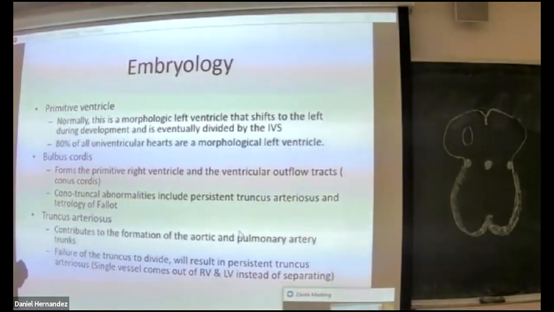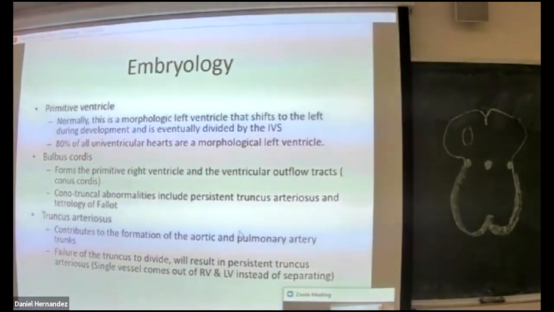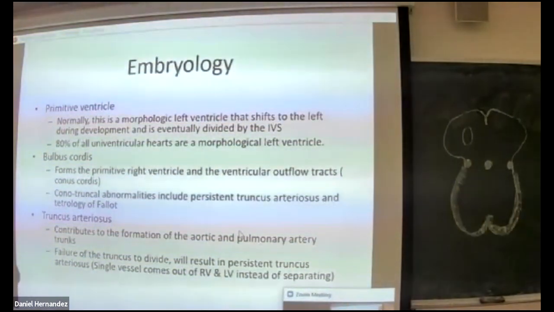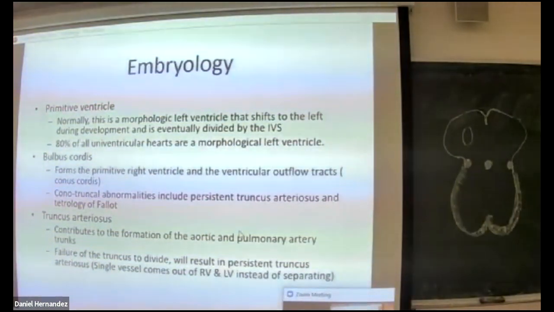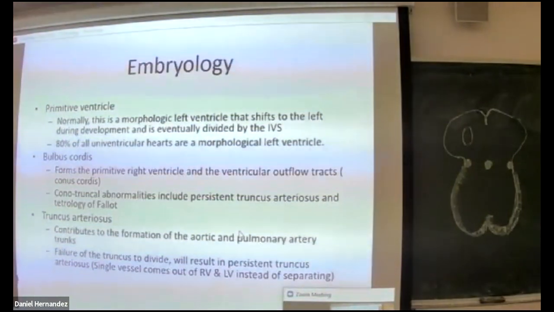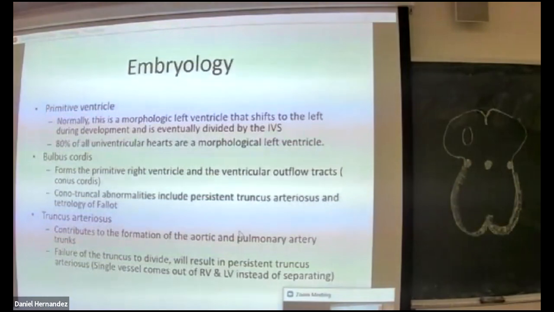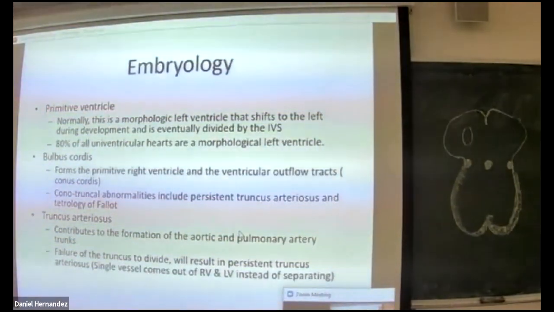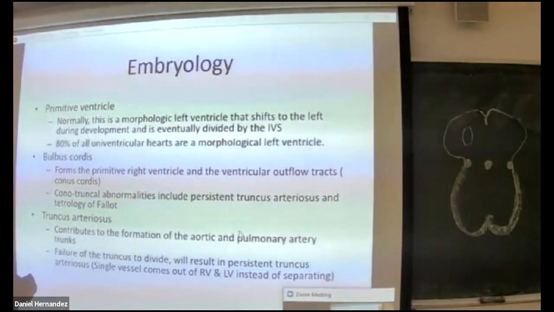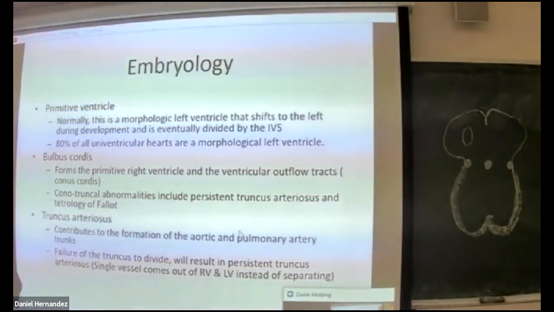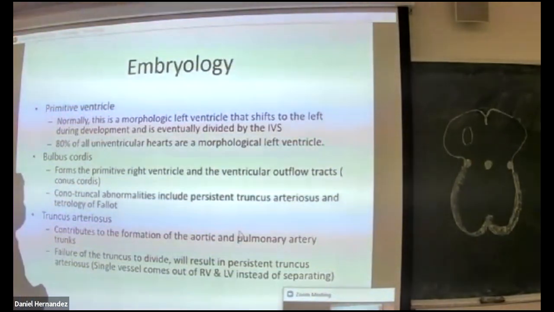The truncus arteriosus contributes to the formation of the aortic and pulmonary artery trunks, and failure of the truncus to divide will result in persistent truncus arteriosus, which is a single vessel that comes out of the right and left ventricles instead of separating.